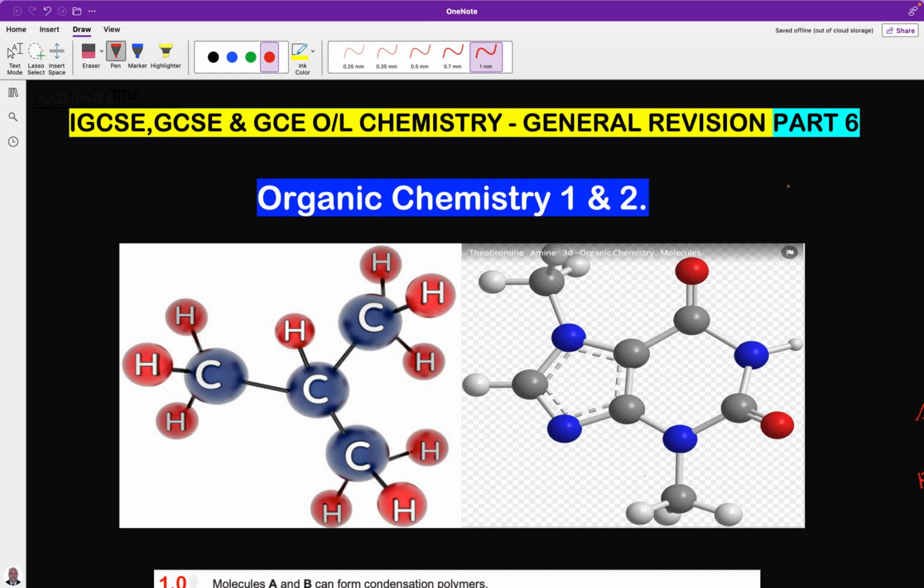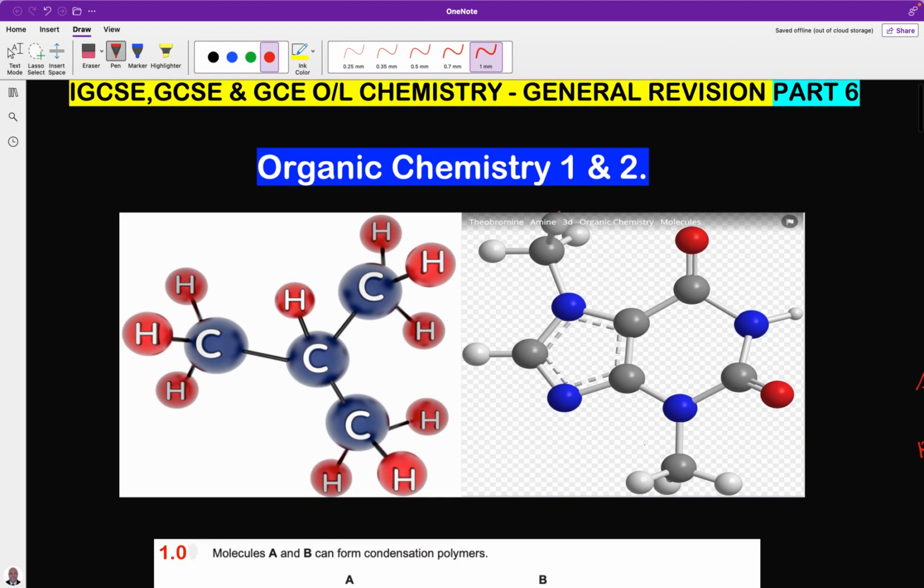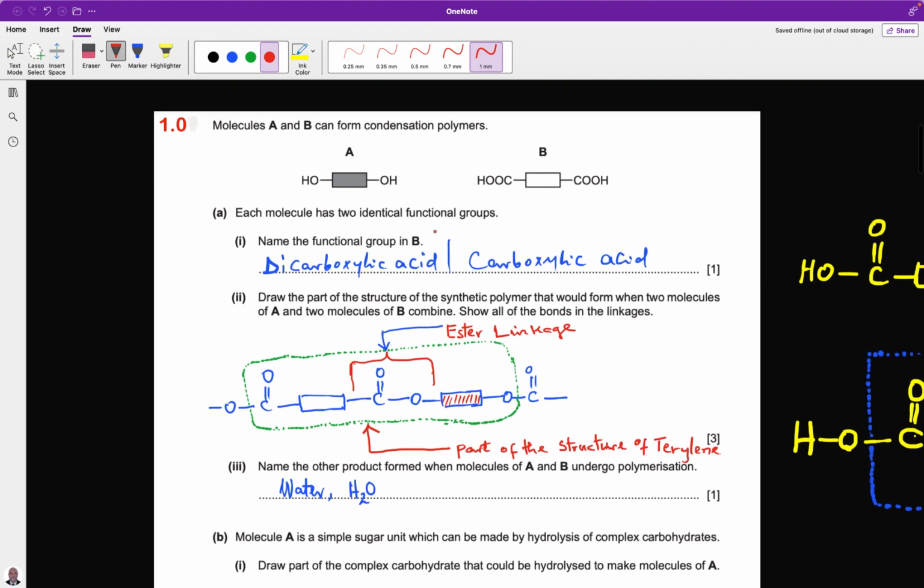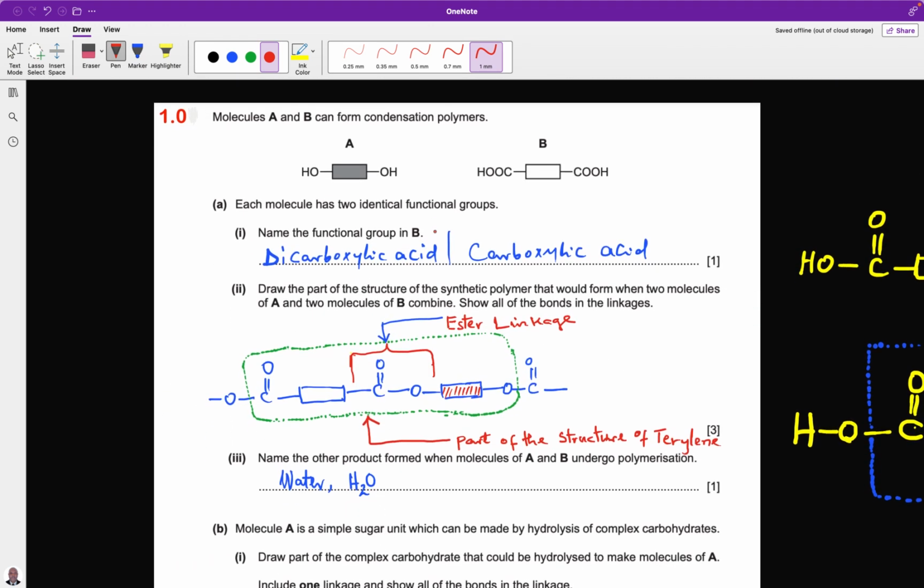Let's get started. We will be starting with question number 1. Question number 1 has to do with polymerization, and specifically on condensation polymers. So molecule A and B can form condensation polymers.